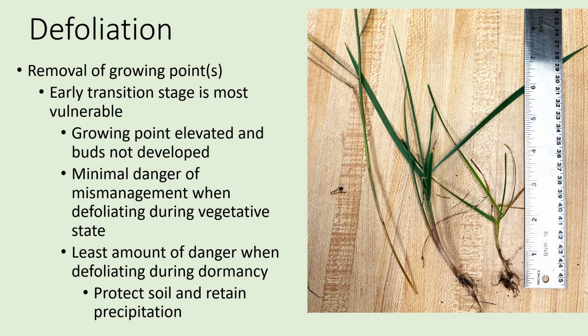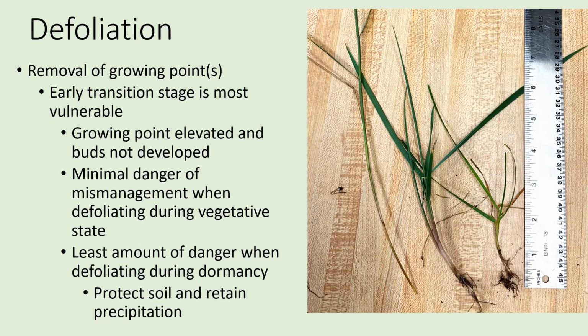Because of that, the early transition stage is the most vulnerable time to defoliate a plant. The growing points are being elevated at that time, but the buds are not fully developed. If you remove the growing points, it wants to initiate the bud growth, but they're not developed yet, so it's going to really slow down regrowth. There's minimal danger of mismanagement during the vegetative state, as long as you don't graze or mow it all the way to the ground over and over. In that vegetative state, usually those growing points remain intact, and the plant can regrow from that tiller and/or leaf.